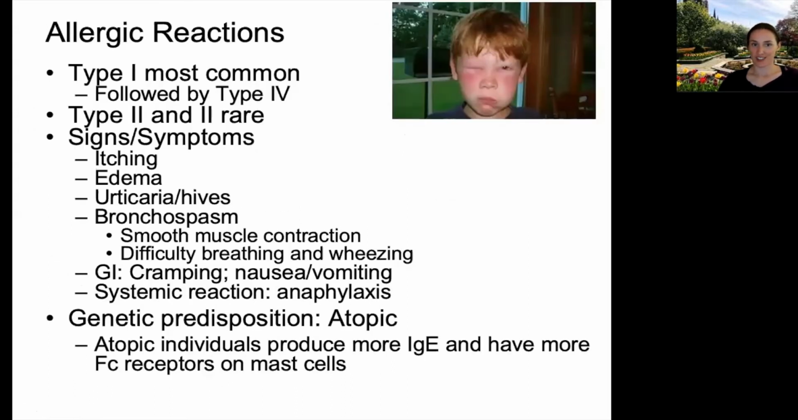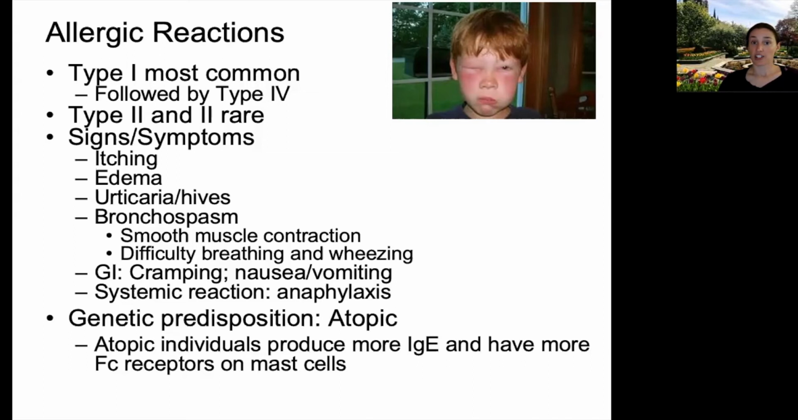So allergic reactions. Type 1 is the most common, IgE allergy, followed by type 4. Type 2 and 3 are rare, but signs and symptoms of allergic reactions include itching, swelling or edema, urticaria and hives, bronchospasm, so tightening of the airway, smooth muscle contraction, difficulty breathing and wheezing. The GI symptoms, you can have cramping, nausea, and vomiting. And then a systemic whole body wide reaction can include anaphylaxis.